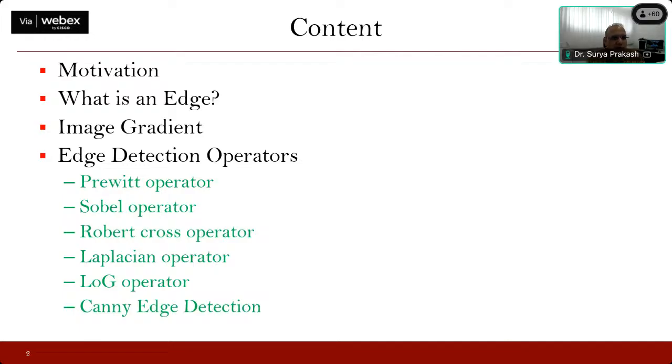We'll first see why we need to compute edges. So what is the motivation behind computing the edges? Then we'll formally define what the edges are. In the process of computing the edges, we'll see that we use image gradient. So we'll understand the concept of image gradient, and there are some standard operators that are used for computing the edges. We'll try to look at as many as possible, depending upon the time that is available to us. So let's move forward.